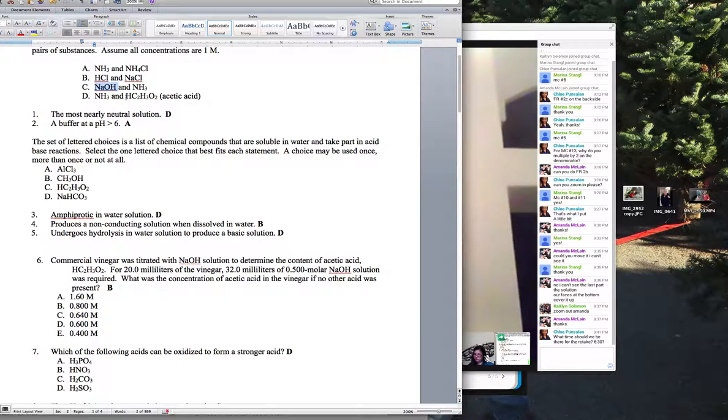Another suggestion I would offer up is identifying the strength of the acid.